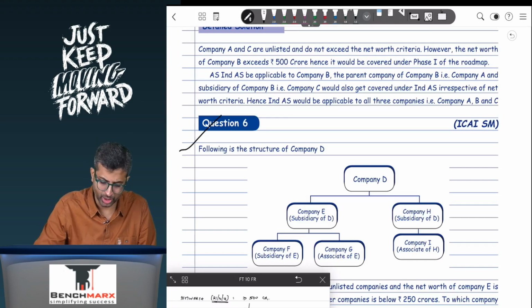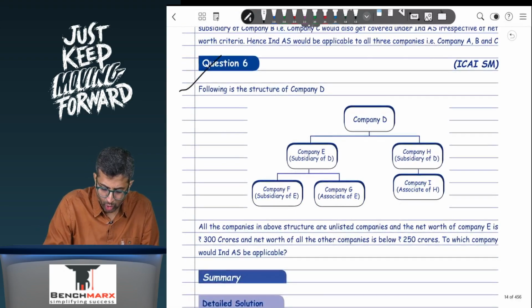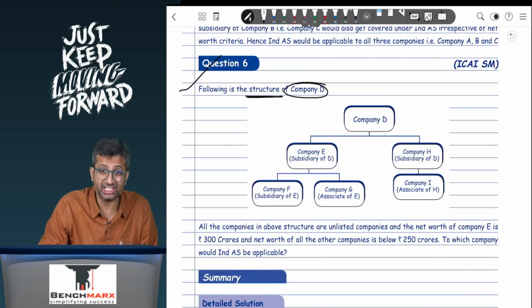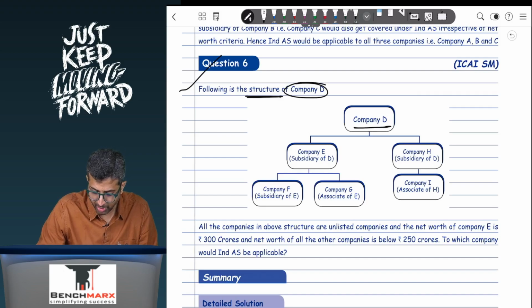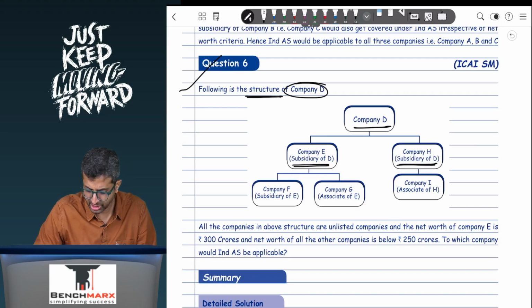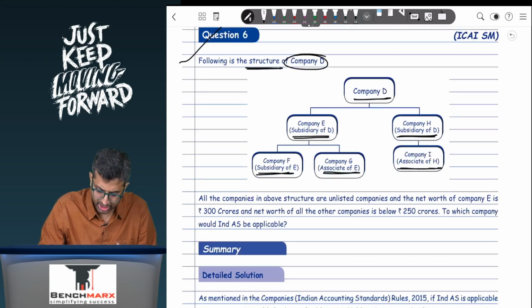Okay, next you go to question number 6. Following is a structure of company D. You will have company D, company E, which is a subsidiary of company D, company H, which is a subsidiary of company D, and you have the entire structure. There is D, E, which is a subsidiary, F, which is a subsidiary, G, which is an associate, and I, which is also an associate.